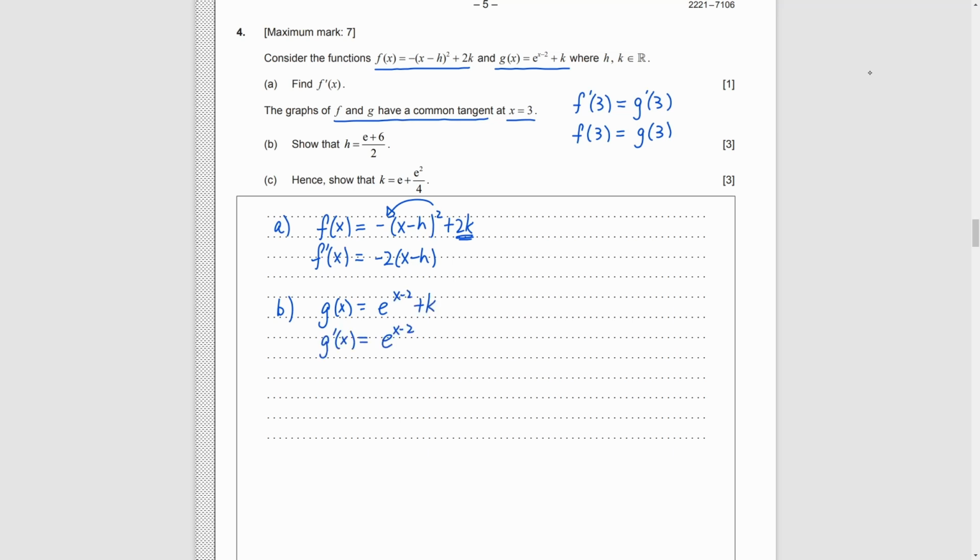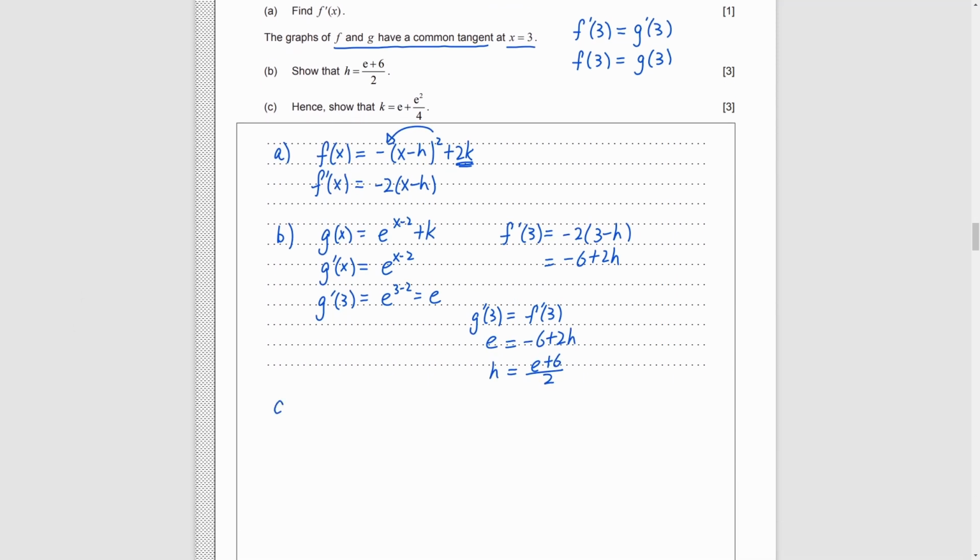So, we find g'(x) first, and then we substitute 3 for x. As we find f'(x) in part A, we can also put 3 into it. Set them equal to each other, solve it, and done.